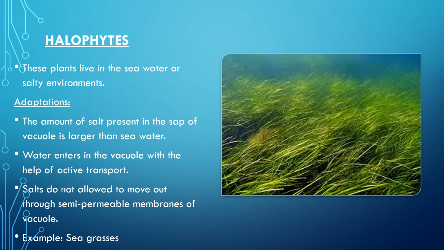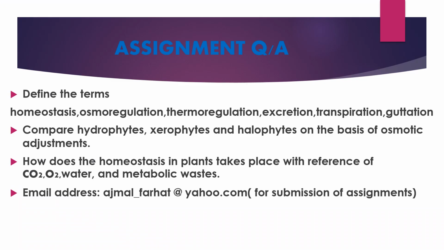Now halophytes. What are halophytes? These are the plants which live in seawater or salty environments. How do they survive in that environment? Adaptations: the amount of salt present in the sap of the vacuole is larger than in seawater. Water enters the vacuole with the help of active transport. Salts are not allowed to move out through the semi-permeable membrane of the vacuole. Examples are seagrasses. You can see the diagram of that, halophytes, which is seagrass here.